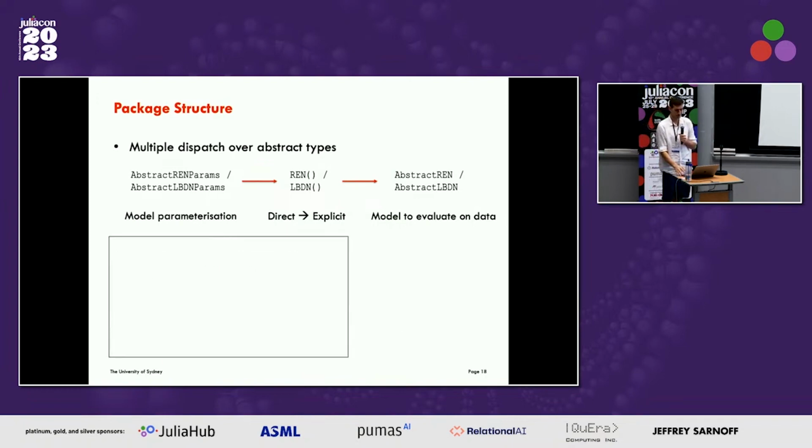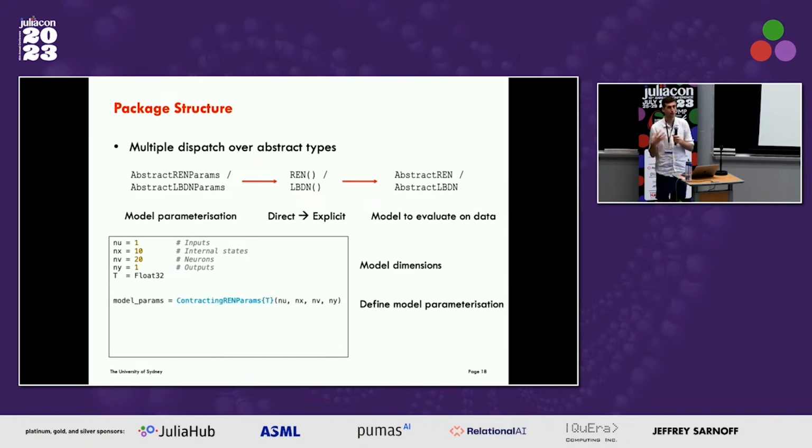How do we actually build these models? It effectively amounts to defining some sort of inputs and outputs. So I'll say I want one input, 10 internal states, 20 neurons, and an output. Then I can construct my parameterization, which I do separately. Here I'm saying I want a contracting REN. And then I stick it in the REN wrapper, and that constructs the model that we can then evaluate on data. The parameterization describes everything about the model and its parameters, whereas the variable model here is the thing we'd actually evaluate on data. So one is the thing we train on, the other is the thing we evaluate on data.